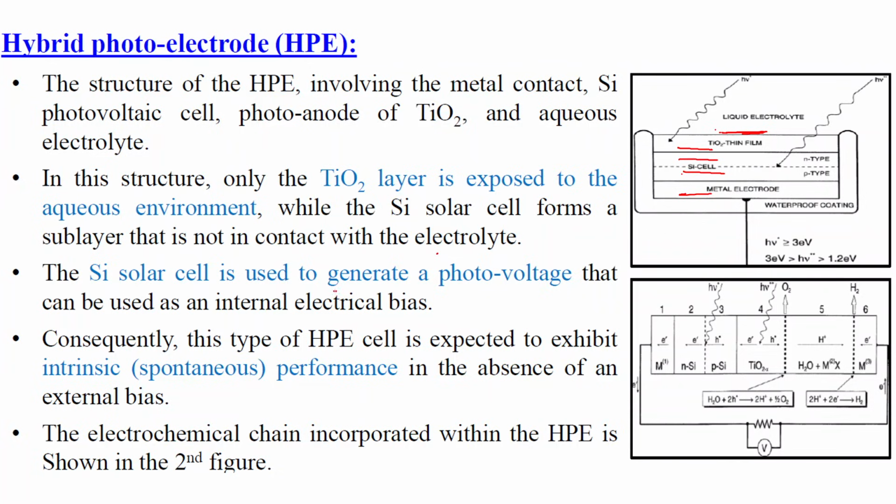Okay. So the silicon solar cell is used to generate the photovoltage. Here splitting into electron and hole pairs takes place in these two layers, which can be used as the internal electrical bias. So we do not need to provide any external power source. Consequently, this type of hybrid photoelectrode is expected to exhibit intrinsic performance in the absence of an external bias. External bias, basically external power.